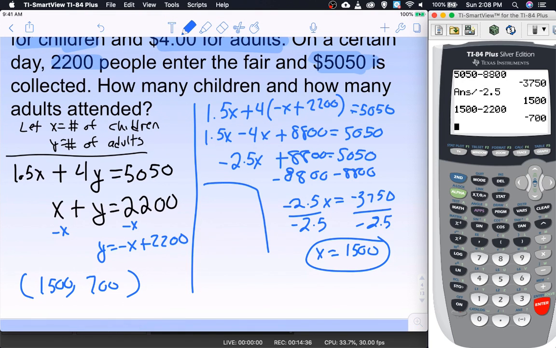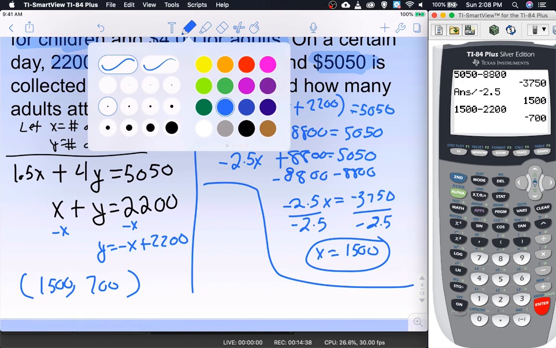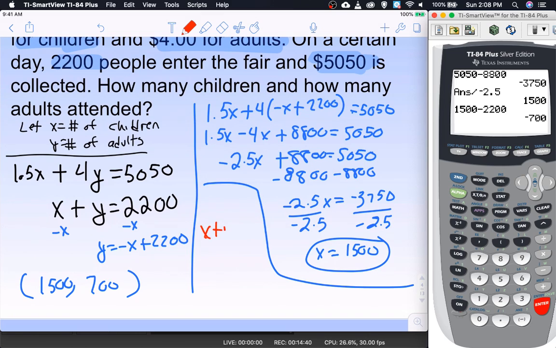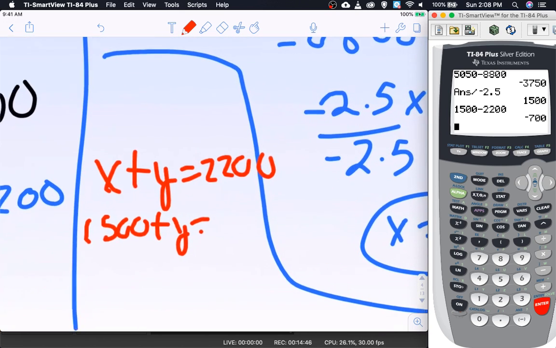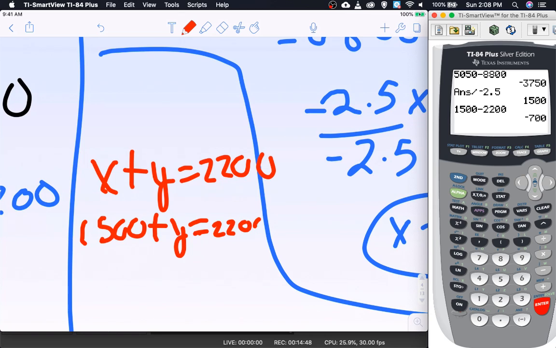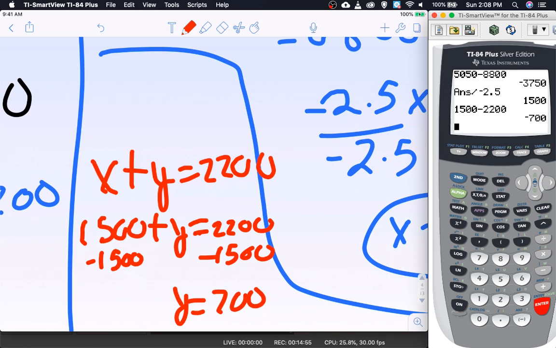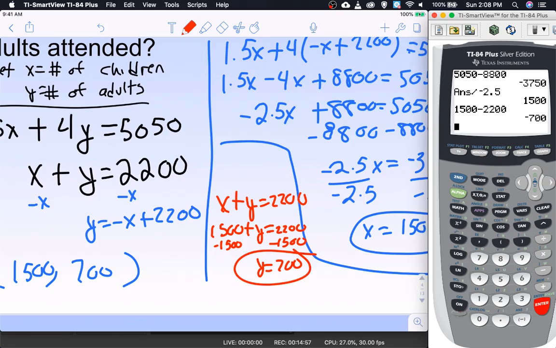If you wanted to see that, x plus y equals 2,200. 1,500 plus y equals 2,200. Minus 1,500 on both sides, and y is 700. So 700 adults attended.